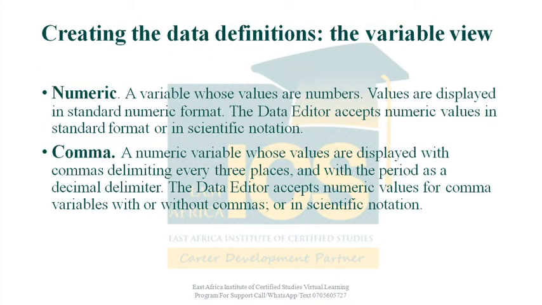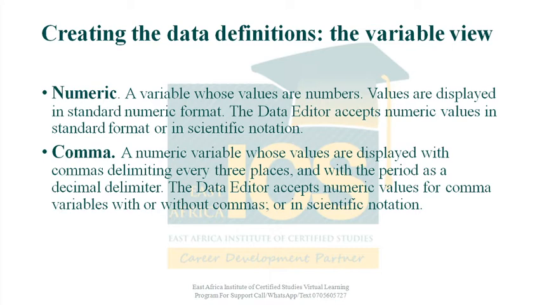The first one was numeric, a variable whose values are numbers. A number, I know you know, 1, 2, 3, 4, 5, all the way to infinity. Values are displayed in standard numeric format. The data editor accepts numeric values in standard format or in scientific notation. Scientific notation we'll look at later, but the data editor accepts numeric values only when it comes to the numeric data type or variable type.